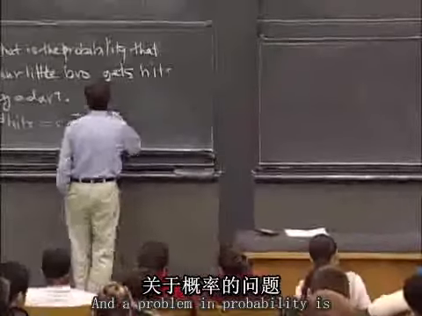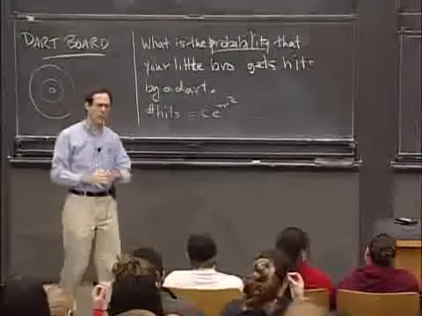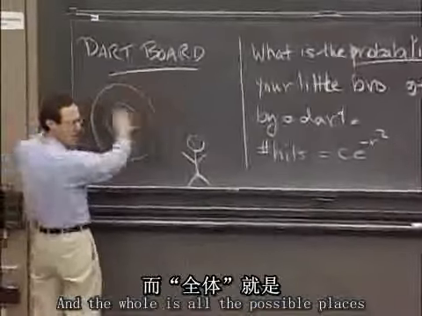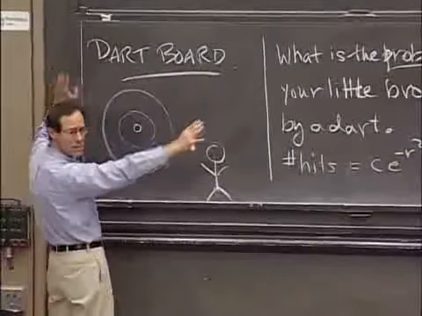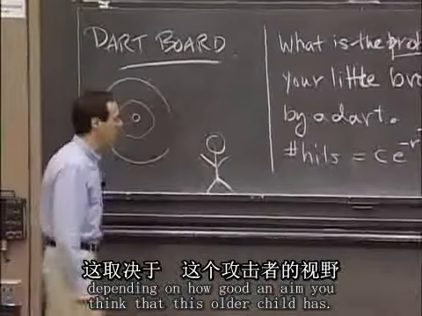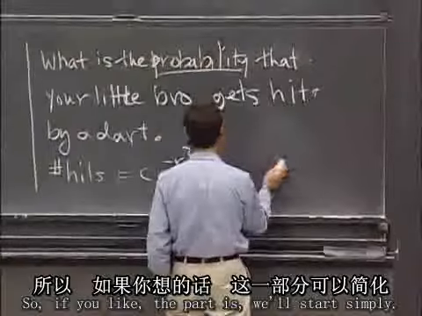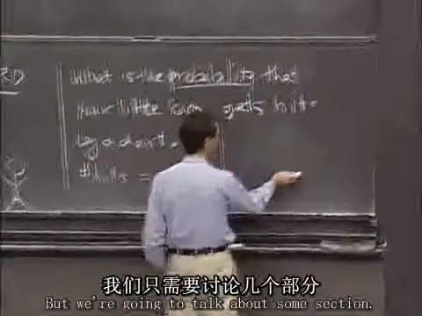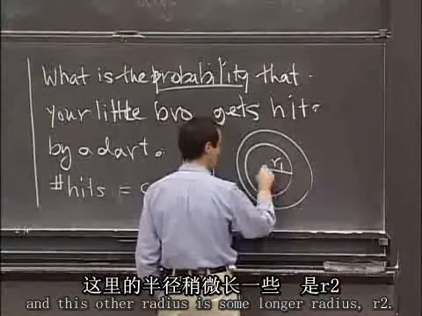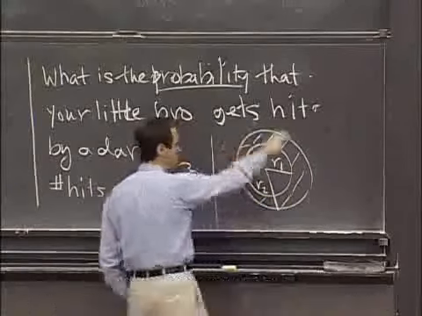A problem in probability is a problem of the ratio of the part to the whole. The part is where this little guy is standing, and the whole is all the possible places where the dart might hit, which is maybe the whole blackboard or extending beyond, depending on how good an aim you think this older child has. So we'll start simply. We're going to talk about some section like this, where this is some radius r1, and this other radius is some longer radius r2.